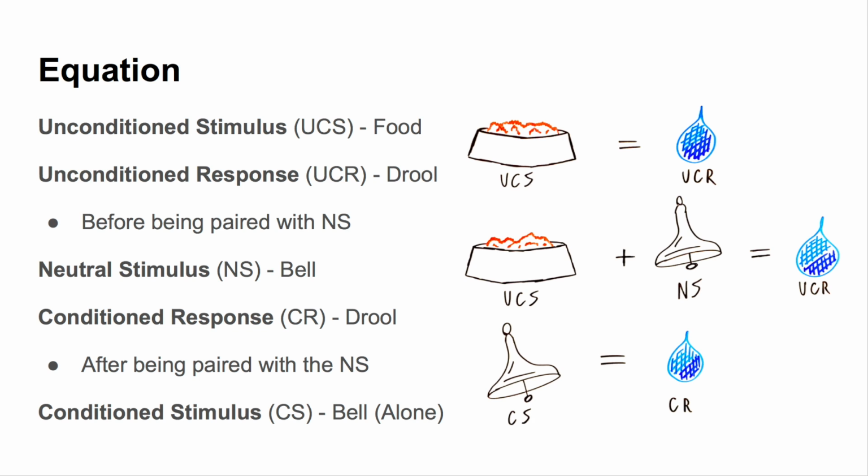Where classical conditioning comes in is the second line, where the unconditioned stimulus, or food, is paired with a neutral stimulus, such as the bell, and then this equals the unconditioned response. After repeated pairings, the NS, or the neutral stimulus, turns into the CS, or the conditioned stimulus. The bell, which had no prior meaning to the dog, now means food. This results in the conditioned response, or drool.